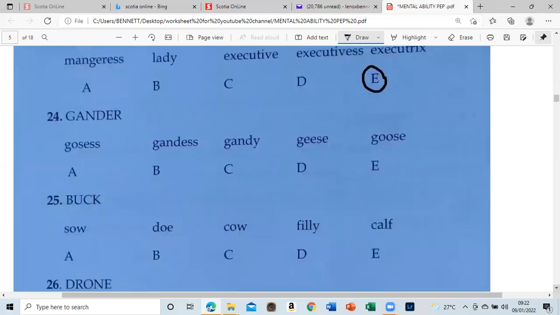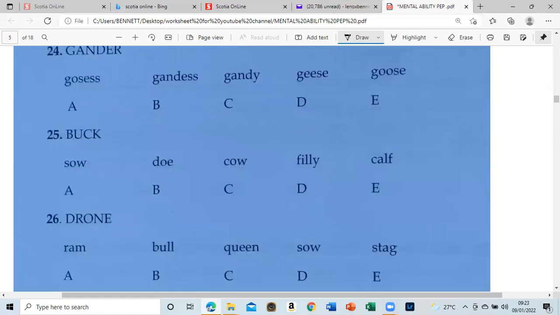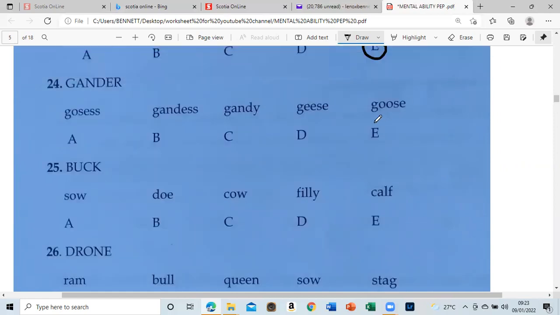I want you guys to see everything. Yeah. All right. So now: gander. Is it gooses, gandes, gandhi, geese, or goose? Which is it? What is good for the goose is good for the gander. So number 24 is E.